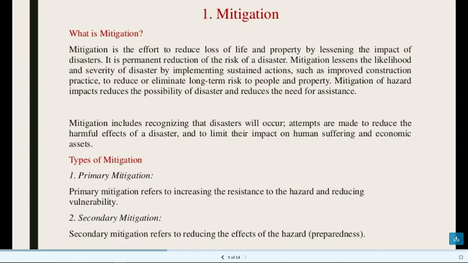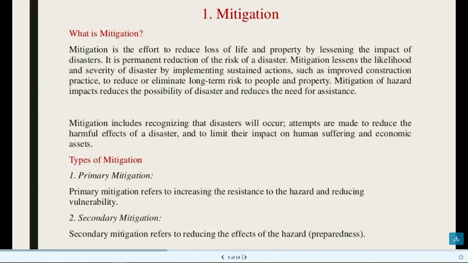So first we talk about mitigation, right? It's an effort to reduce the loss of life and property, as we said before. Mitigation includes recognizing that the disaster will occur. In short, we are expecting that it's going to come to our place, to our community. That's why we prepare. An attempt is made to reduce the harmful effect of the disaster. It's inevitable. We cannot deny that it will have a negative effect on the community, and we tend to lessen it by mitigating the effect of the upcoming disaster or limiting its impact on human suffering and economic assets.